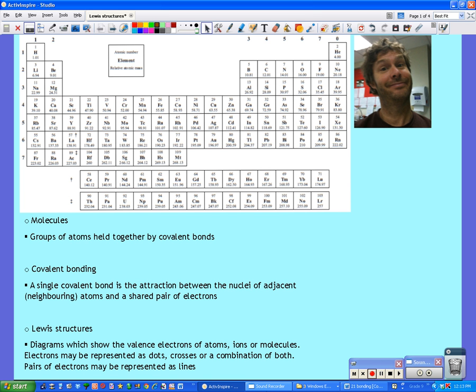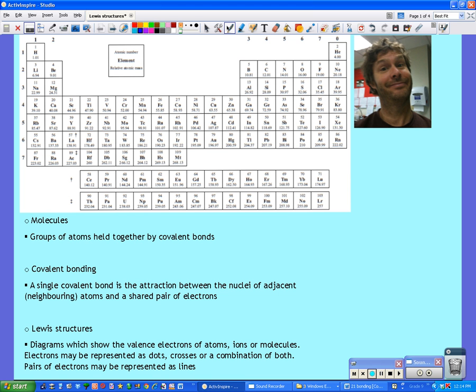Please start by opening up your IB data booklet so that you can see a periodic table in front of you. Get a pen or pencil and paper so you can have a go later at drawing some Lewis structures yourself. Hit pause now while you do that.